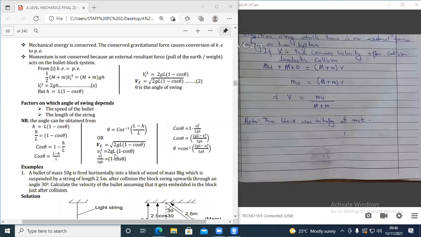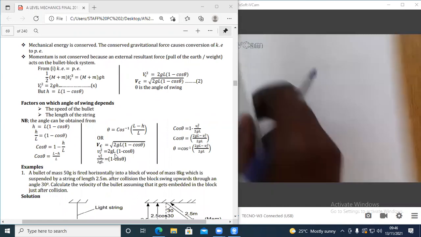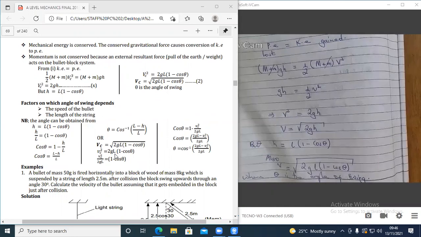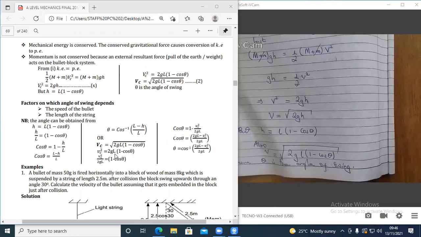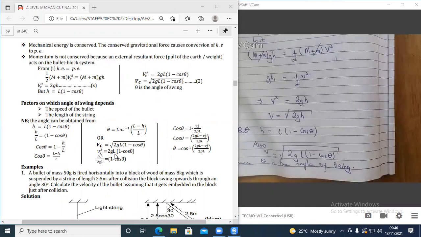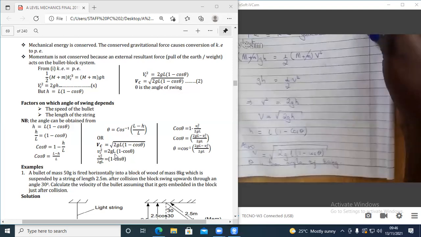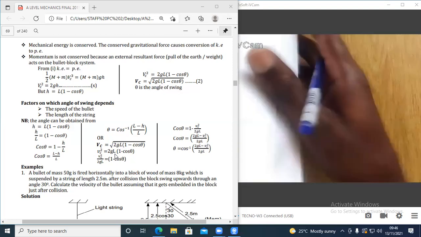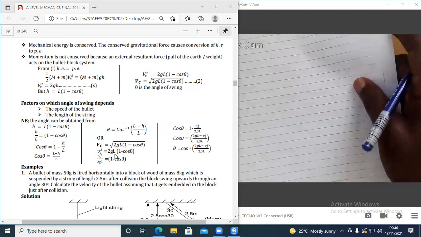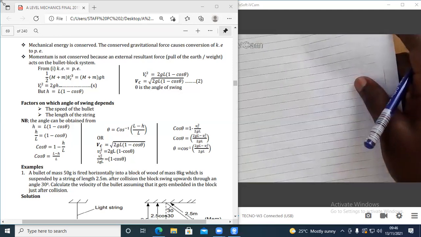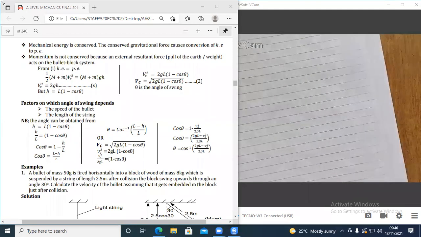So, thanks, members. I'm done. Okay. So there's nothing much. That's all about a ballistic pendulum. And it's a very common question. Please take note of it. So we can go on and on. We can discuss what are the factors that affect the angle of swing, like you have seen.